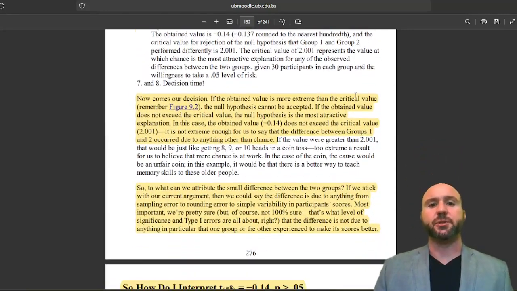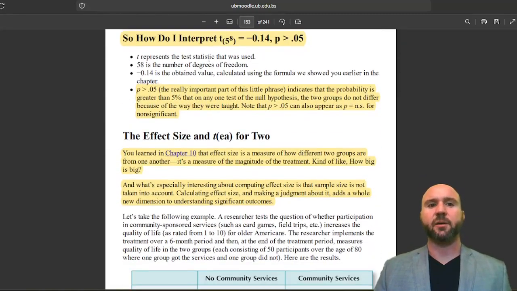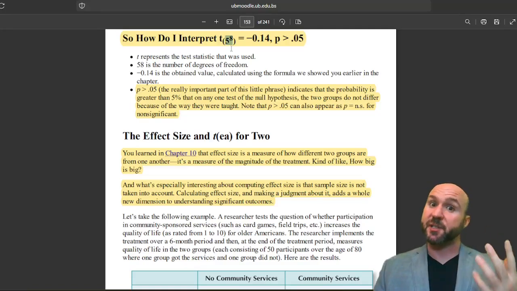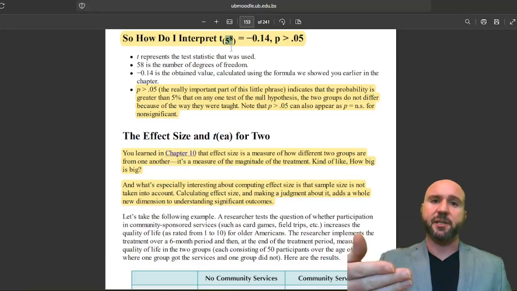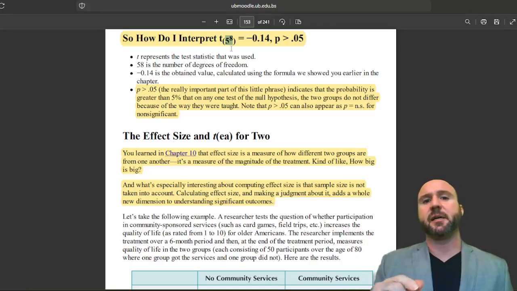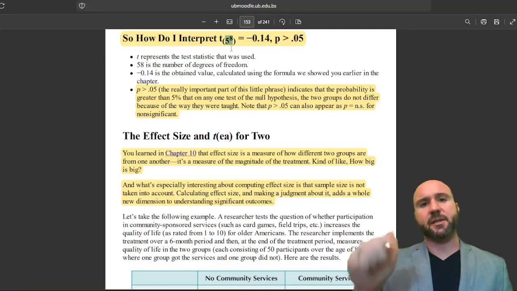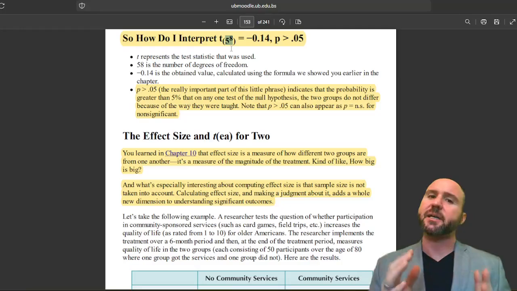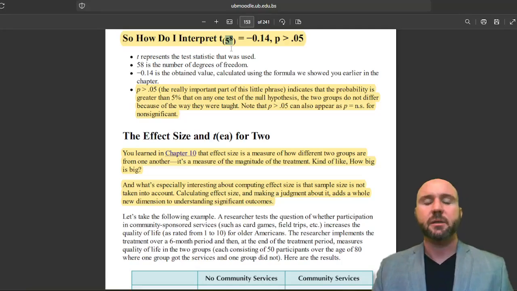Okay, so do read through this material. I'm not going to go over every single word. What I want you to know is that this was a t-test. There were 58 degrees of freedom, so the sample size was 60. I know that because it's put in parentheses next to the symbol for the test that was done. I just add 2 to it because I know what the test is and I know how to calculate the degrees of freedom. That's the kind of stuff I want to see you be able to do on the exam.